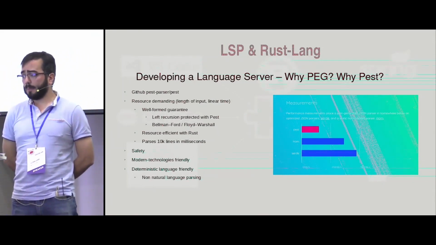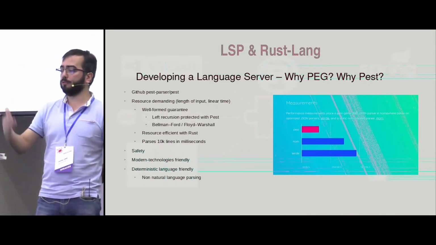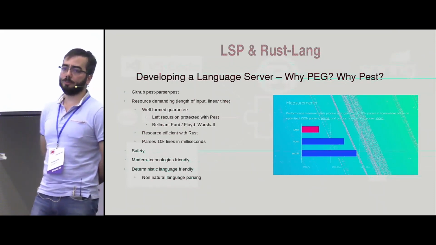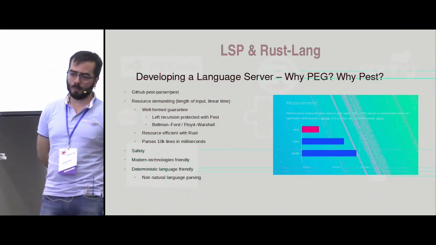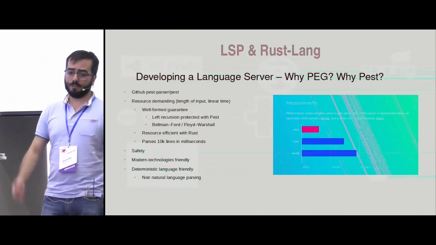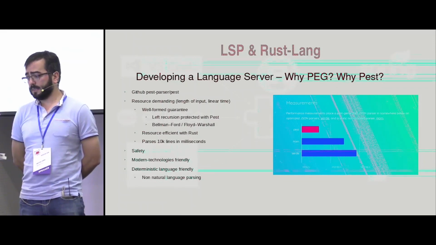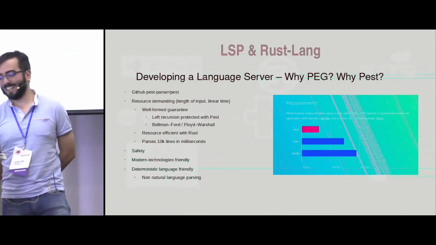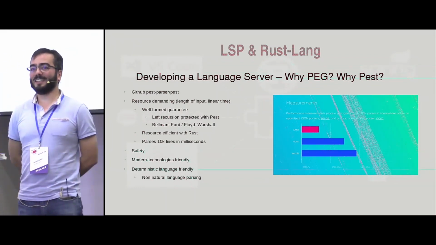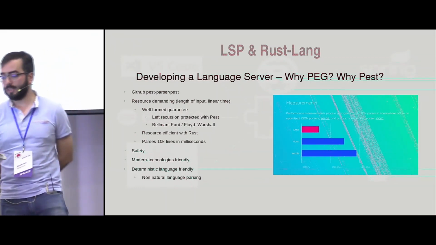And these grammars, the PEG grammars that this framework provides, are always well-formed. So I have some validations in Pest for the development of the grammar that will predict some left recursion problems. When you are in development time, you will not waste time in production to fix these very common problems. Also, safety is another plus for this one, and it is also friendly to modern technologies.